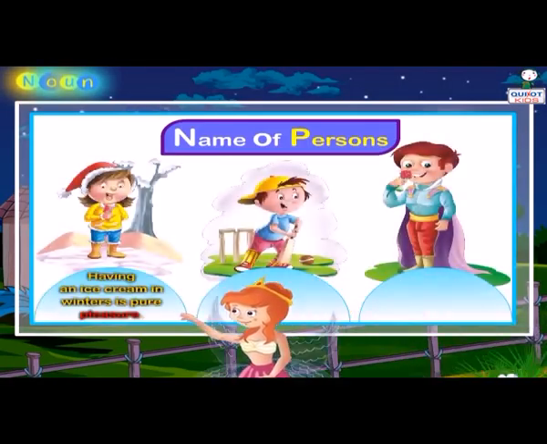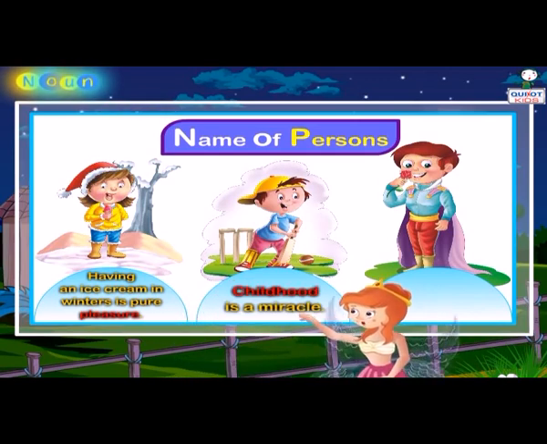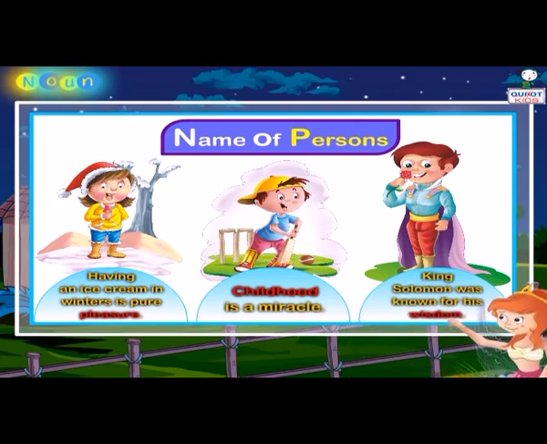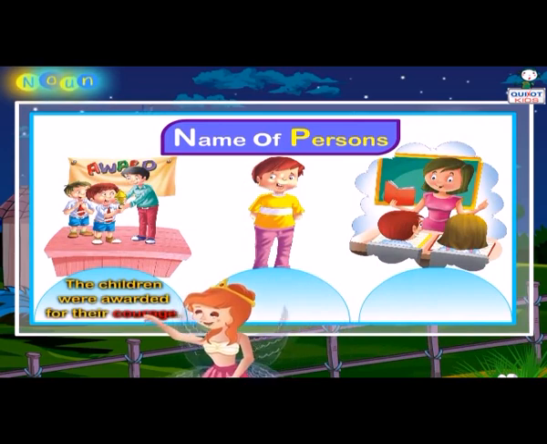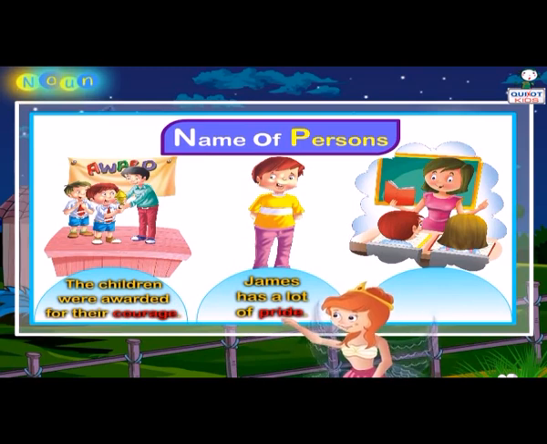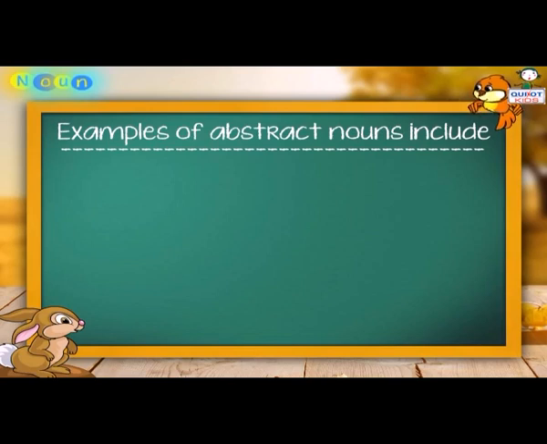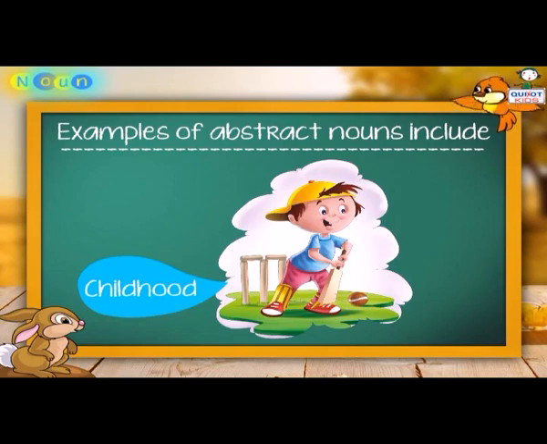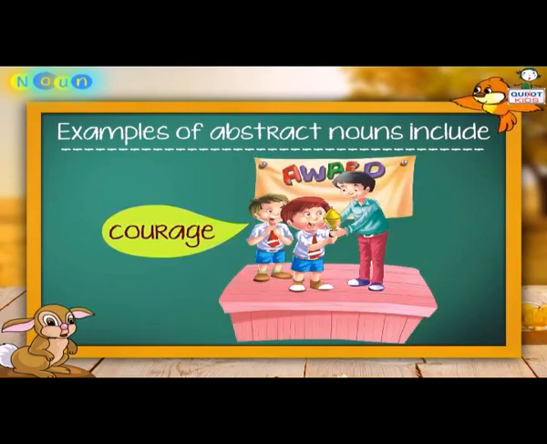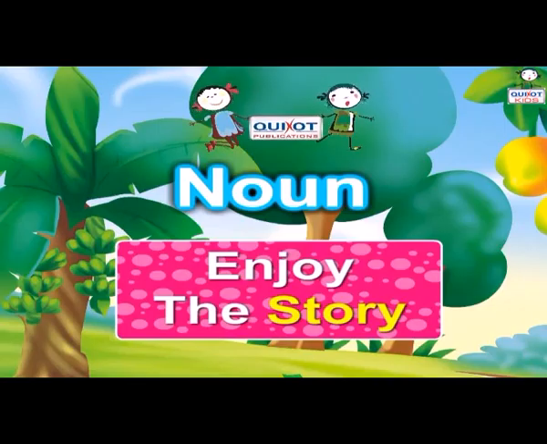Having an ice cream in winters is pure pleasure. Childhood is a miracle. King Solomon was known for his wisdom. The children were awarded for their courage. James has a lot of pride. Teachers share their knowledge. Examples of abstract nouns include pleasure, childhood, wisdom, courage, pride, knowledge, and the likes.